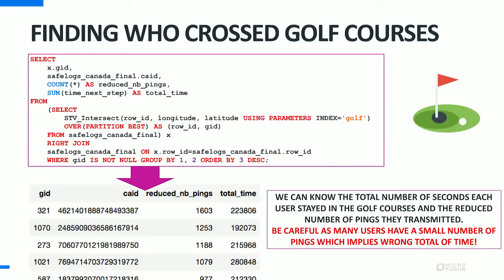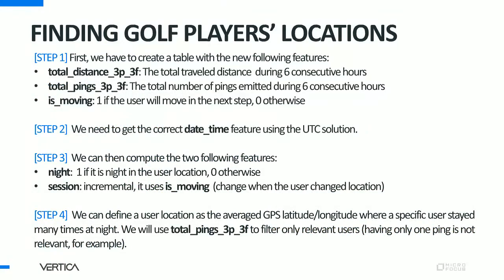So how can we find golf players' locations? We need to find the specific user's location. To do this, we will fulfill 4 main steps. The first one: we have to create a table with the new following features, the total traveled distance during 6 consecutive hours. Arbitrarily, I will consider that if you don't move during 6 consecutive hours and you transmitted enough pings, you were in a specific location, which can be your office, your home, at your parents' place. I don't care. I will use these 2 variables in order to find approximately where the golf players are living.